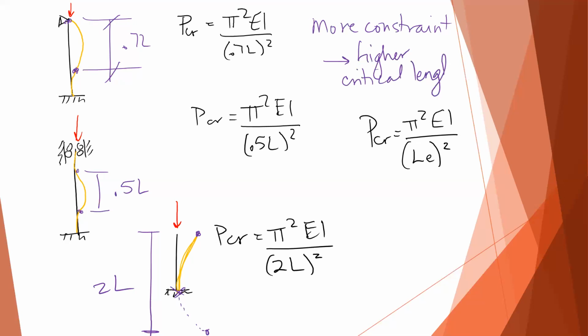It's the length along the deflected shape from points of zero moment. And I said along, but that's not really that great. It's the vertical length between points of zero moment.